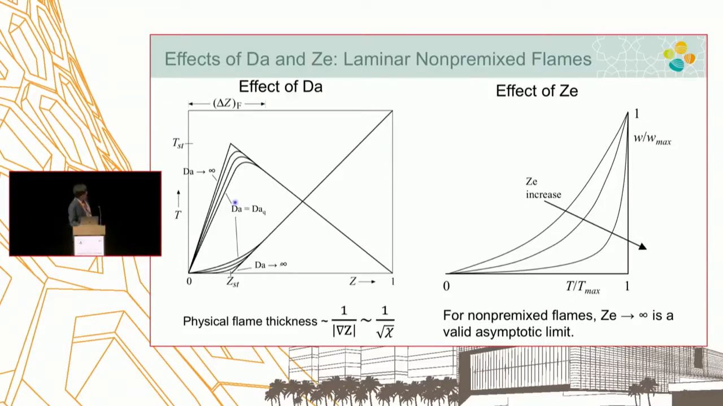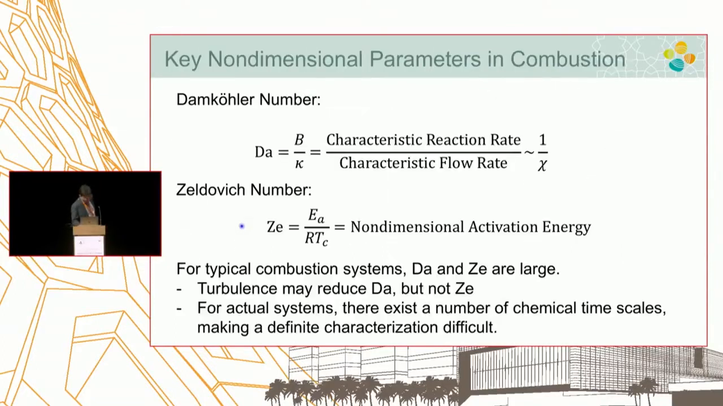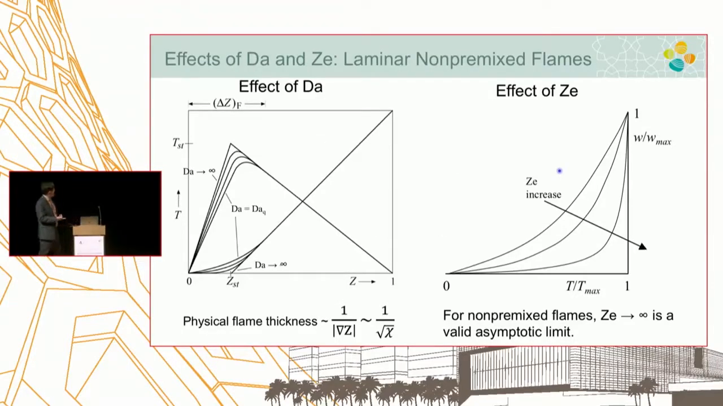The Damkohler number, as I was showing here earlier, usually scales with this chi. Chi is defined as the scalar dissipation rate. It is a function of the gradient of the mixture fraction. We will get back to that in a moment.